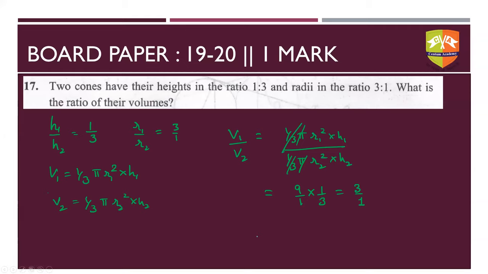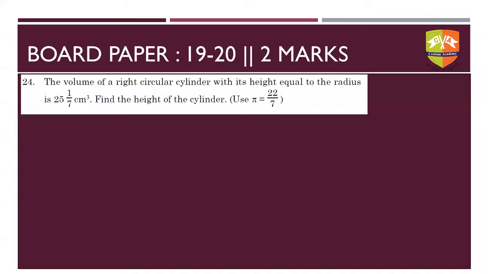So that means if the heights and radii are in the reverse ratio, then the volume is in the ratio of the radii. Okay, next. This is 2 marks. The volume of a right circular cylinder with its height equal to the radius is this. So height is equal to radius. Find the height of the cylinder and the pi value is 22/7.